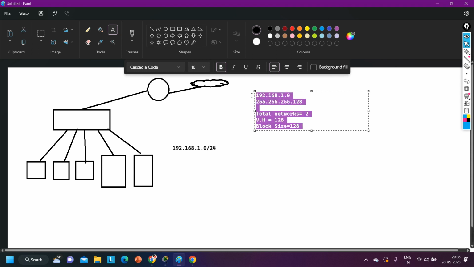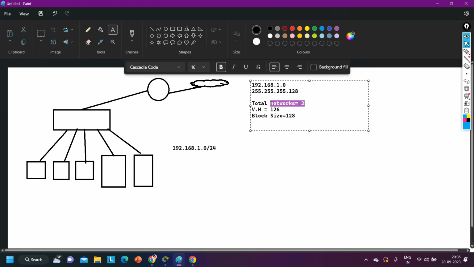If anyone has confusion in this, please let me know. I will explain again. How can we say the total networks is 2? This is the IP address, right? This IP address belongs to which class? Class C.